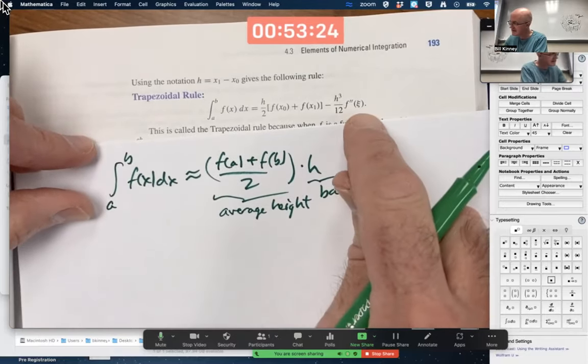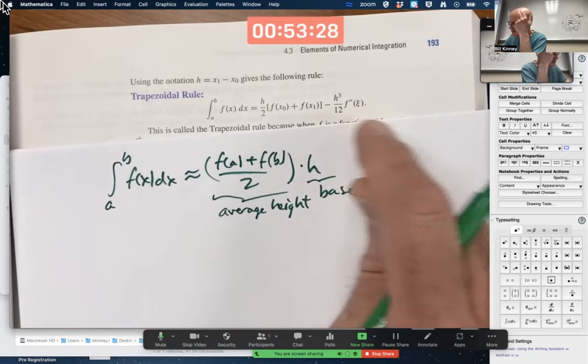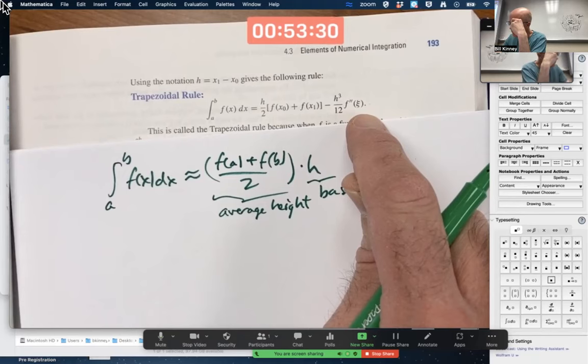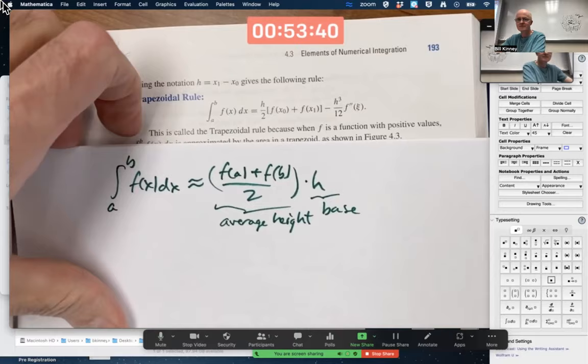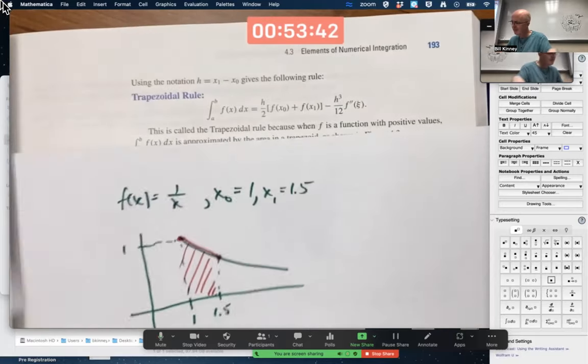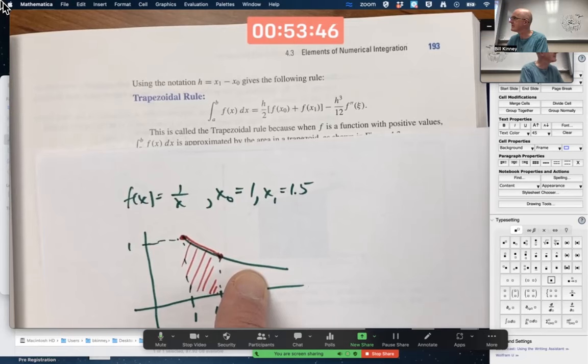The error term is this. It is a negative error term, or it has a negative sign, I should say, meaning that, for example, if your function has a second derivative that's positive, the error is going to be negative. Does that make sense? Our example has a second derivative that's positive, concave up. So the error is going to be negative.